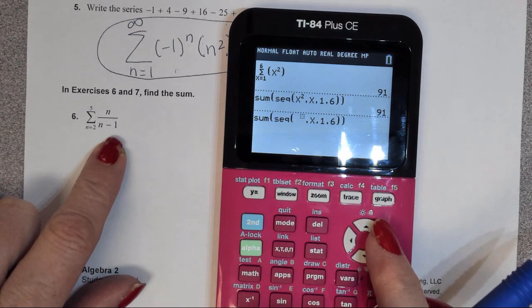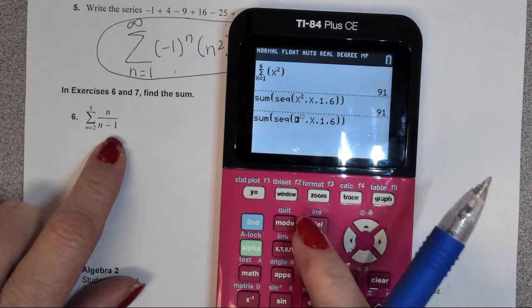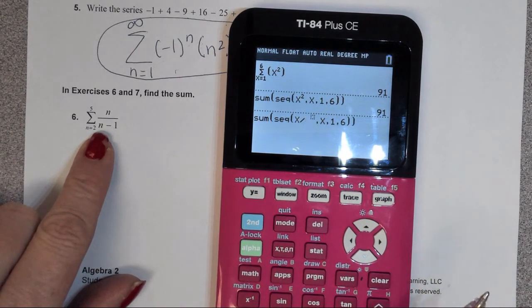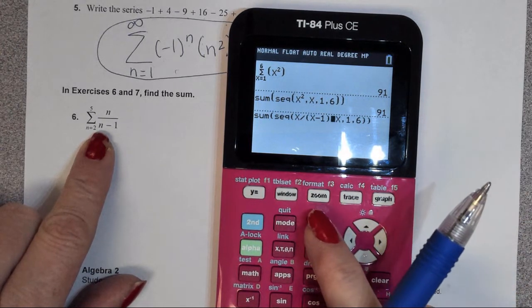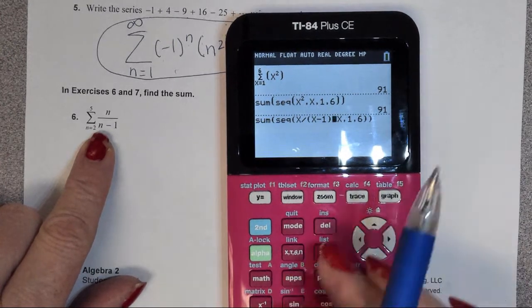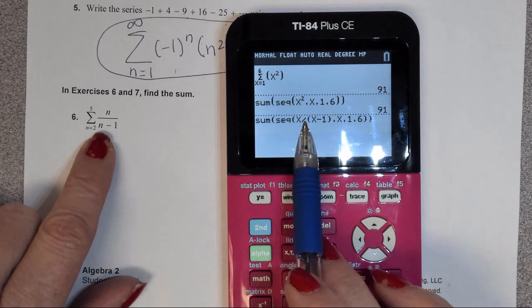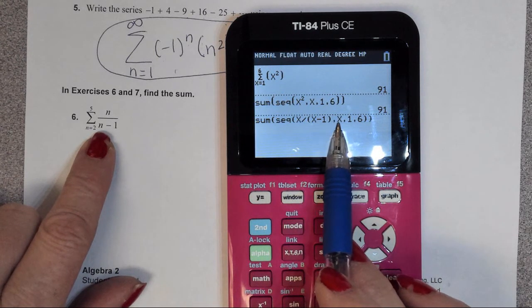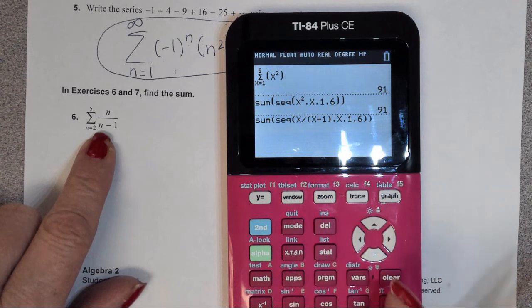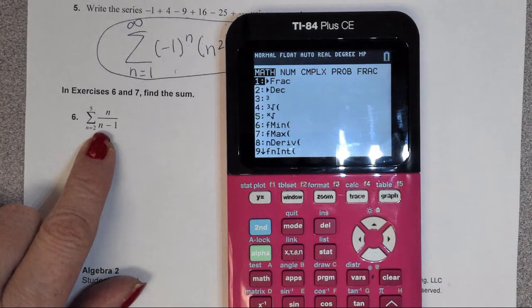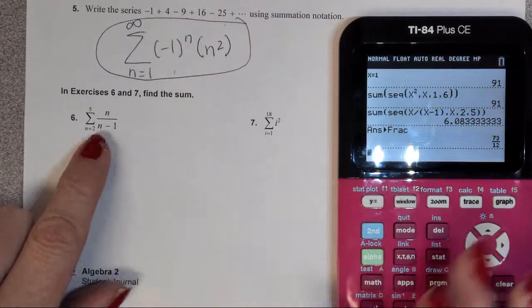because I'm going to have to delete these, and I'm going to have to insert. So I'm going to have to insert x divided by parentheses x minus 1, and I want to get rid of that right there. That's the way I would have to type it in. See what I'm doing? The sum of the sequence of x over x minus 1, my variable's x, I'm going from 1 to, oops, I'm not going from 1, I'm going from 2 to 5. I get that answer, I math frac it, 73/12.